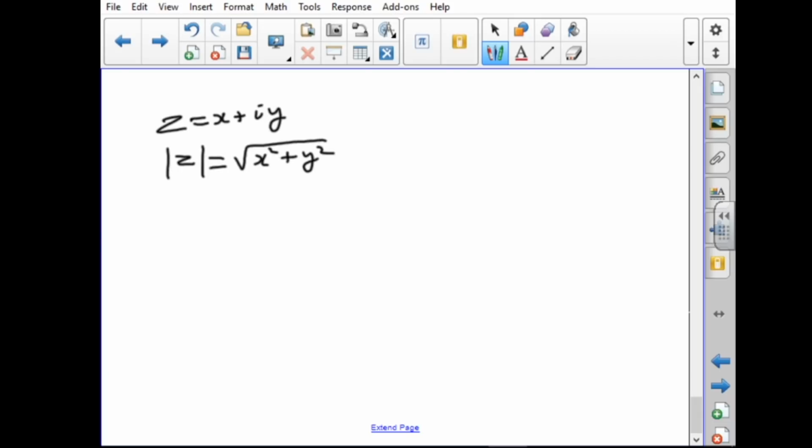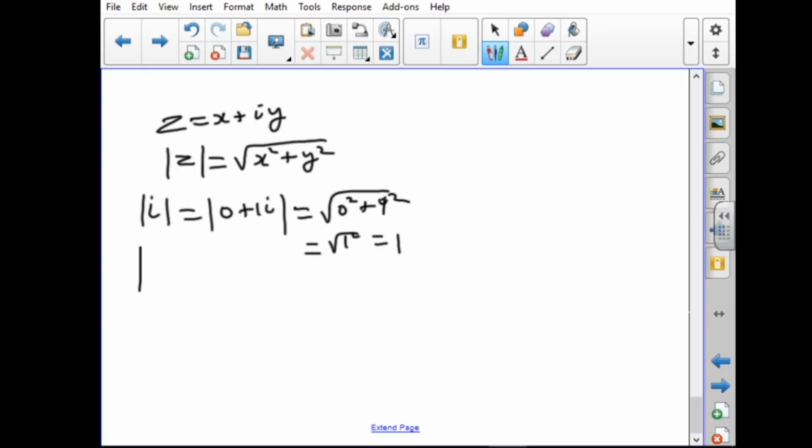So for example, consider i. So what is modulus of i? i is nothing but 0 plus 1i. That is, the real part is 0 and the imaginary part is 1. So this is equal to, in the place of x we are having 0, so 0 square. In the place of y we are having 1, so 1 square. So it is equal to root of 1 square, which is equal to 1.